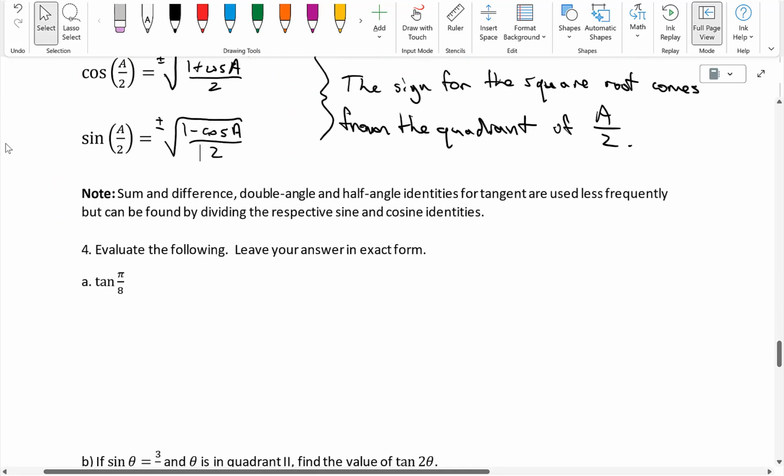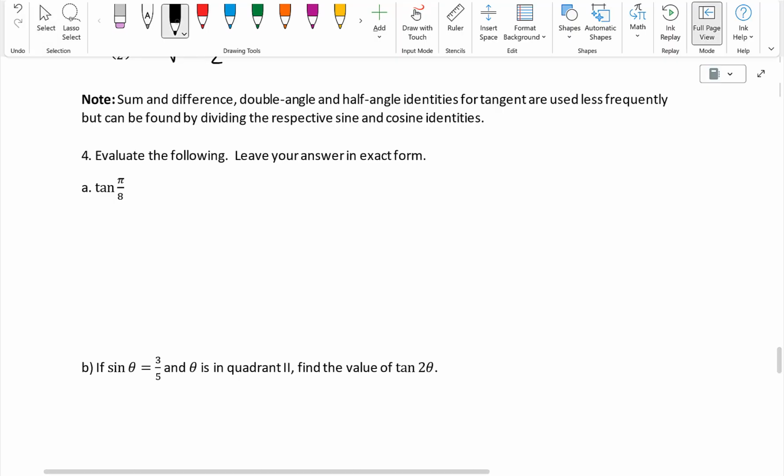All right, for the problems, we want to note that the sum and difference, double angle, and half angle identities for tangent are used much less frequently, but can be found by dividing the respective sine and cosine identities. So we'll do another one of those here. We want to evaluate these last two and leave our answers in exact form, so no decimal approximations, no calculators. Tangent of pi over 8 would be the same as sine of pi over 8 divided by cosine of pi over 8. So we're going to use those half angle identities.